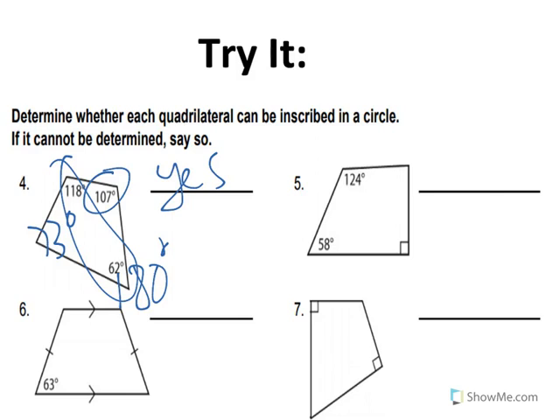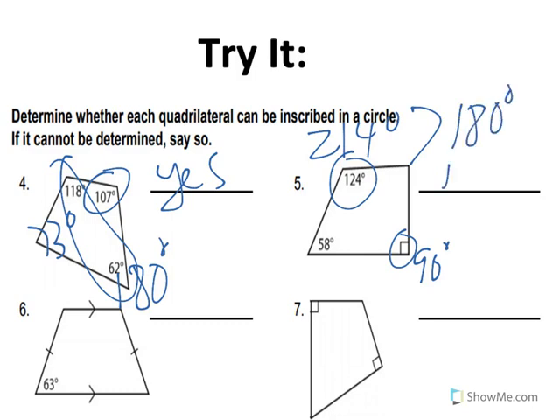Okay, so this is 124, and that's 90. So then 124 plus 90 is 214 degrees, which exceeds and is greater than 180 degrees. So the answer is no. Right. Okay, let's go on to number 6.